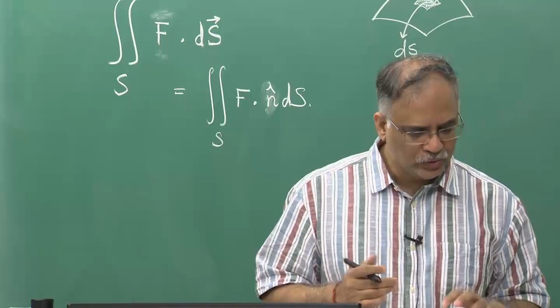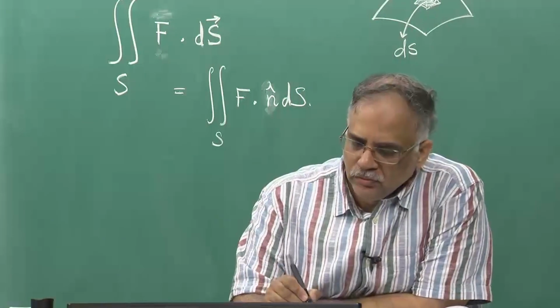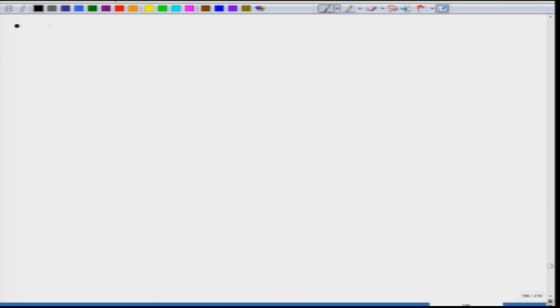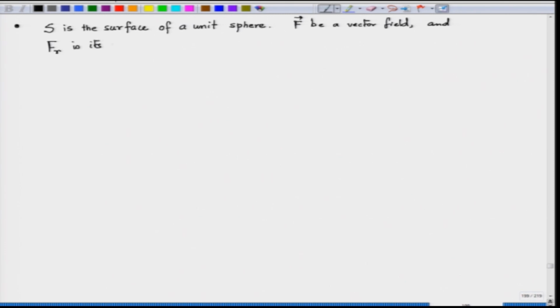Now, there is a problem in the book which says the following. Here is the problem, I write in black. S is the surface of a unit sphere, and let F be a vector field and Fr be its radial component. Radial component means, I will tell you what, Fr is its radial component.